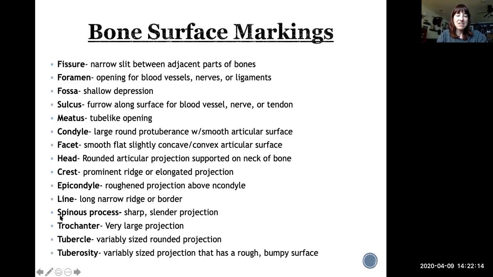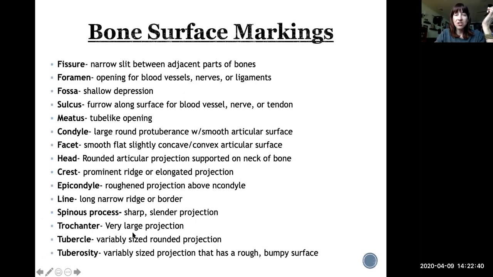A spinous process is a sharp, slender projection. Your vertebrae and some bones of your skull, which we'll talk about today, have spinous processes. So it's basically like a long, skinny, sharp projection. So this is a spinous process of this vertebra.